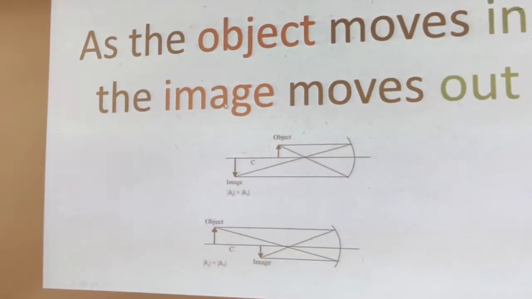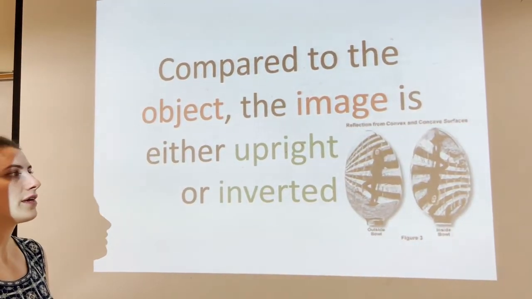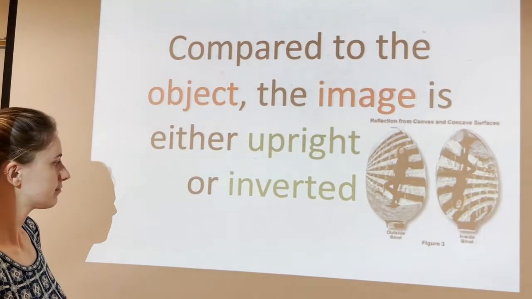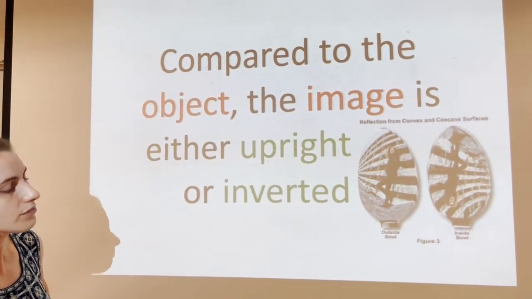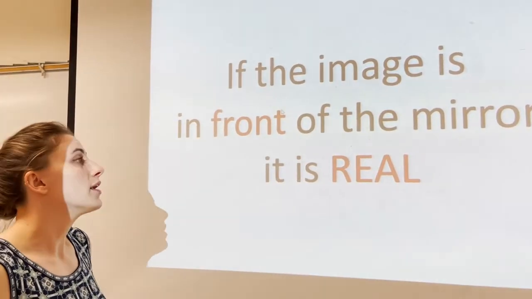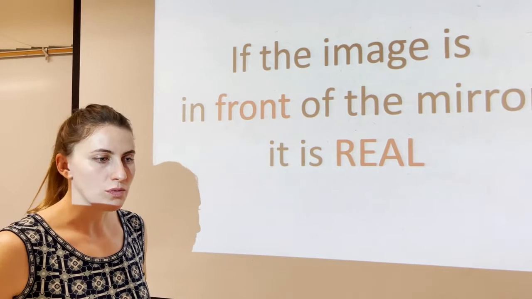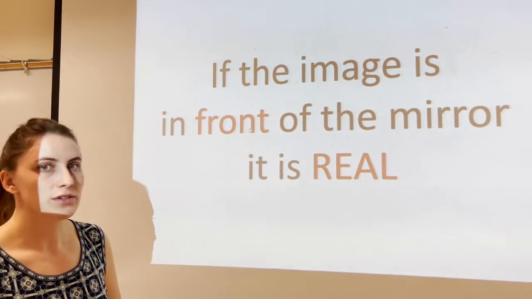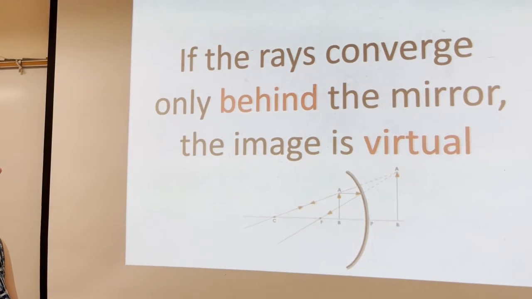Compared to the object, the image is either upright or inverted. So one of the things you're going to have to do is describe the image: the image is larger or smaller than the object, and the image is either upright or inverted. Just some qualitative descriptions there. If the image is in front of the mirror, it is real. We were projecting our image on a screen, which means it's real. If it's behind the mirror, it's virtual. If the rays converge only behind the mirror, the image is virtual.